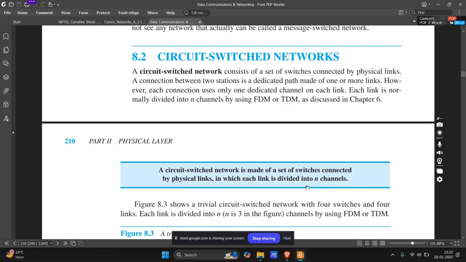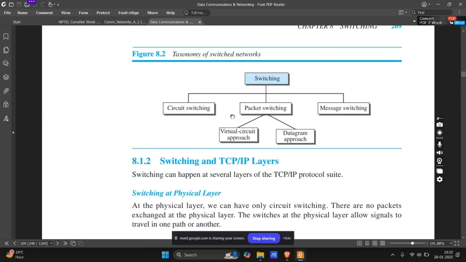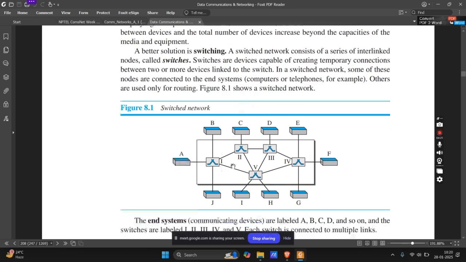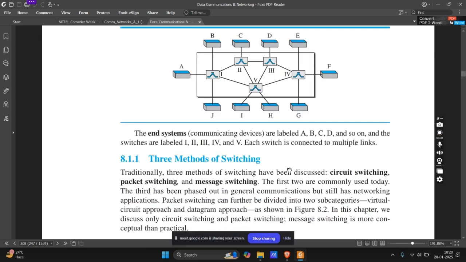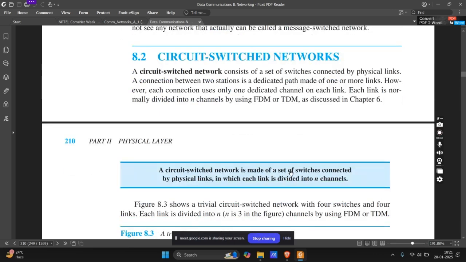So what are links? Links are basically these connections: 1 to 5, 1 to 2, 2 to 3, 3 to 4. These are called links. Within these links there will be multiple channels. And what are channels? A channel is made by division of a resource.